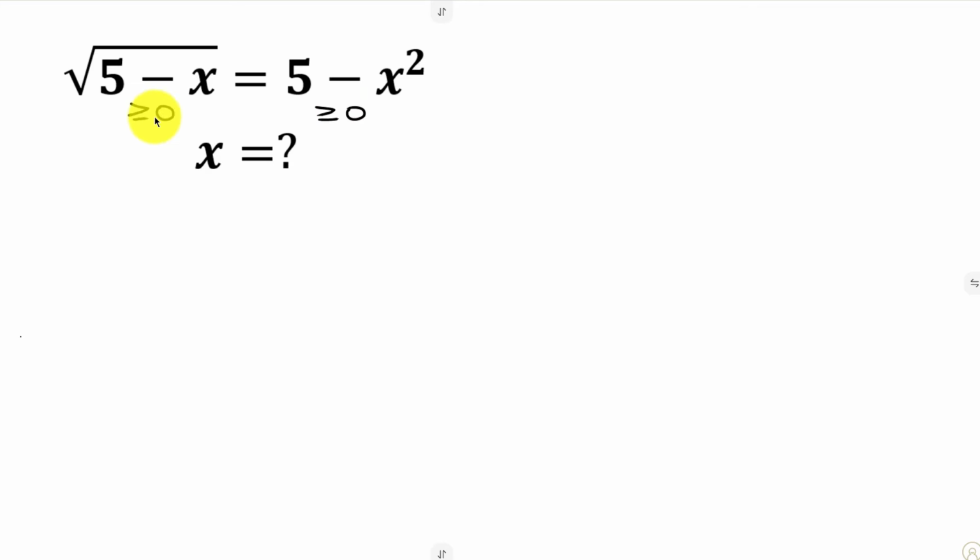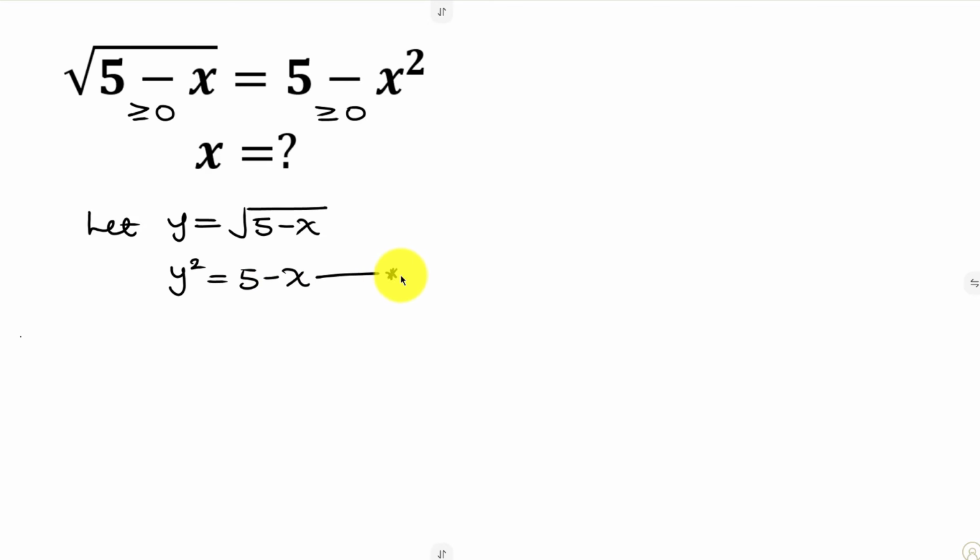So in order to get symmetric equations from this question, all we have to do is to apply substitution. So we can say that let y be equal to this term, which is the square root of 5 minus x. And if I take the square of both sides, I'll get y squared to be equal to 5 minus x. So this is my first new equation.